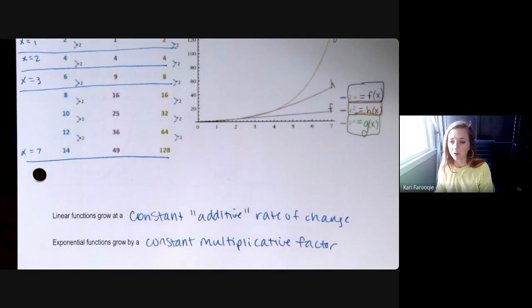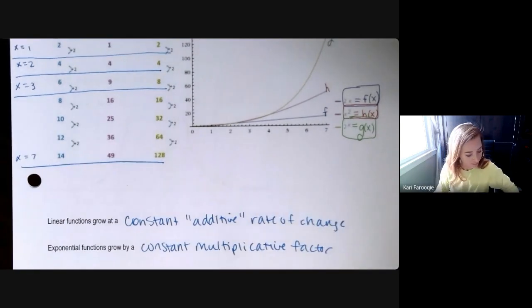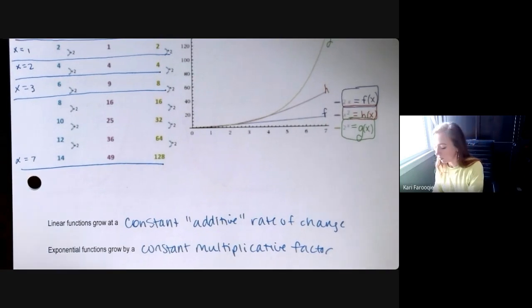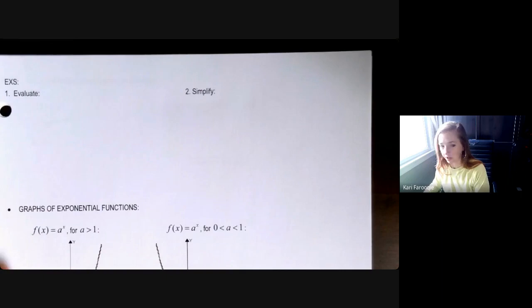Okay, so for the linear function, you just have this constant rise over run value that's occurring, whereas for the exponential functions, you're just constantly multiplying by that same value over and over again. All right, what do we have next? Evaluate.